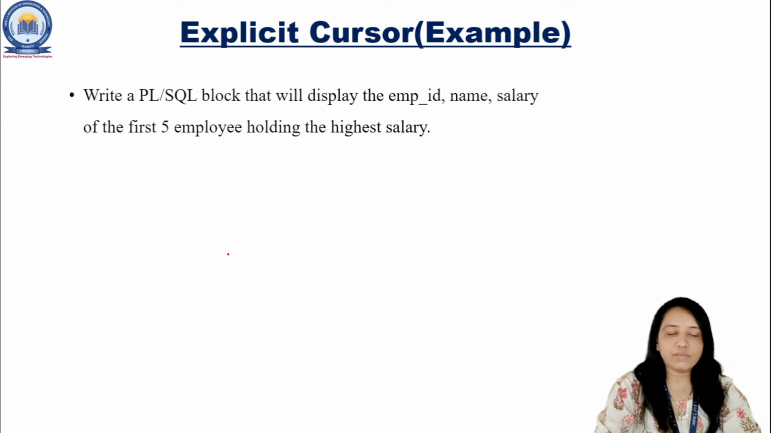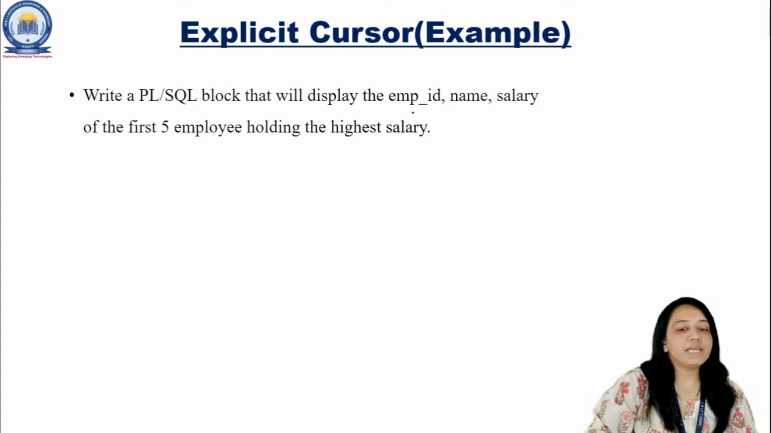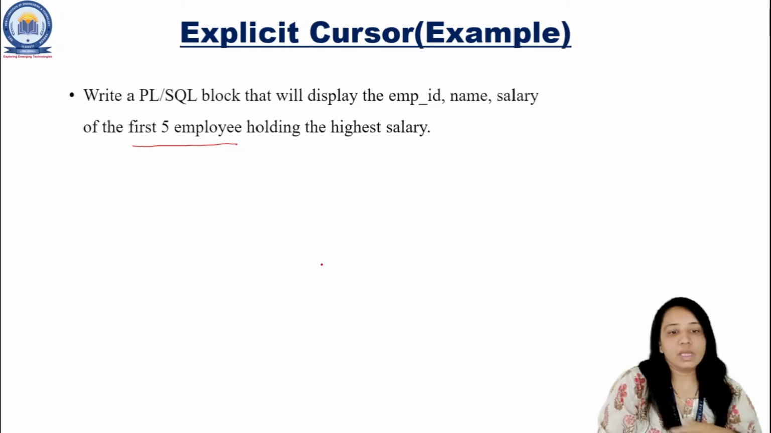Now we'll see one example of the cursor. We have an employee table, and we are going to display the employee ID, name and salary of the first 5 employees holding the highest salary. This is going to be done with an explicit cursor. So let's start with the programming part.